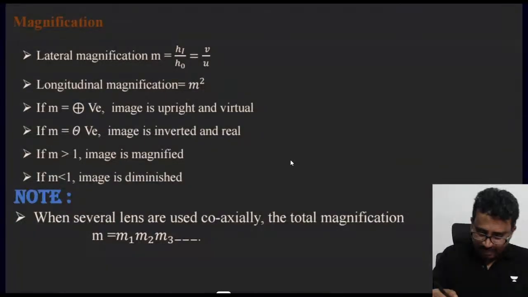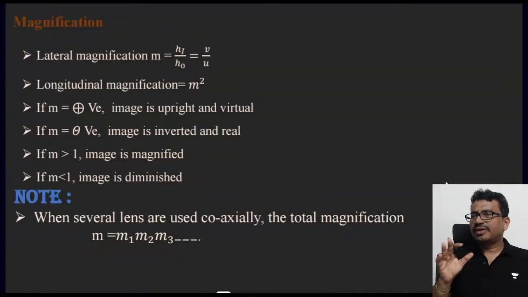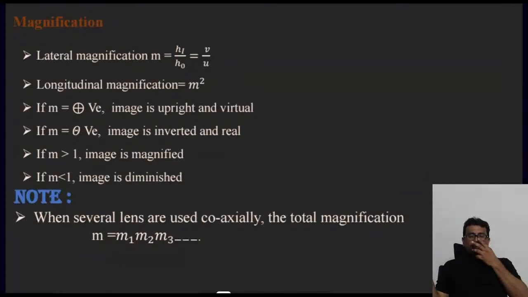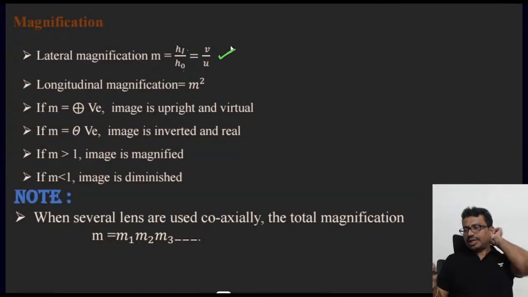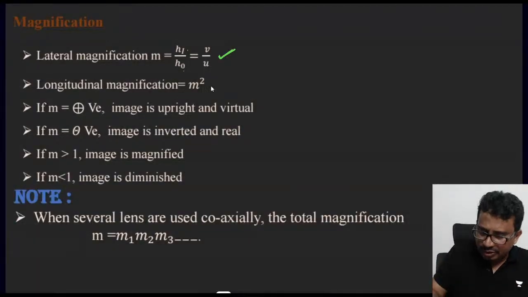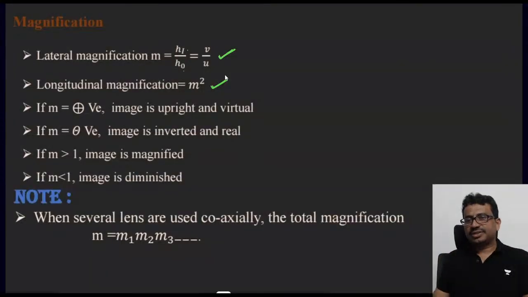Magnification. Previously, the magnification is defined as height of image by height of object, same thing here. But in mirrors we have a minus sign, whereas for lenses there is no minus sign. That you need to observe. Lateral magnification is given as height of image by height of object, which is v by u, image distance by object distance. And longitudinal magnification is the square of the lateral magnification.